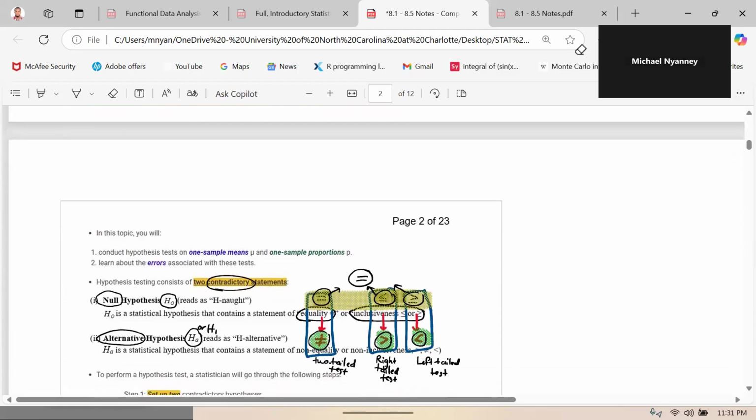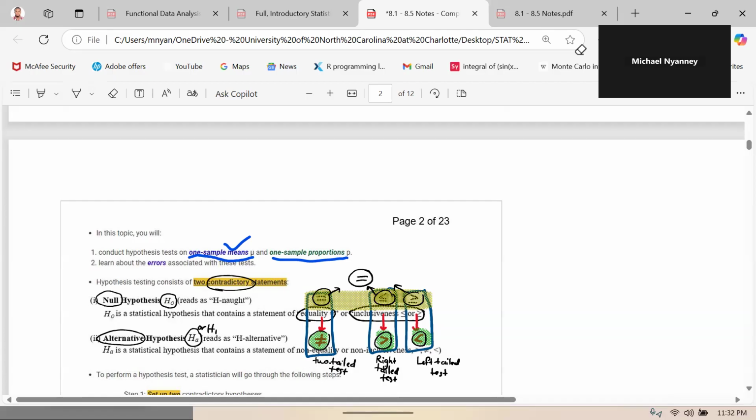All right, so in this topic, what we're going to learn is we are going to conduct hypothesis tests on one sample means and one sample proportions, okay? So note that we are going to begin with this, okay? And secondly, we are also going to learn about the errors that come from these tests, all right? If we are making our test, we could make an error. So what are these errors? We're going to learn it later on.